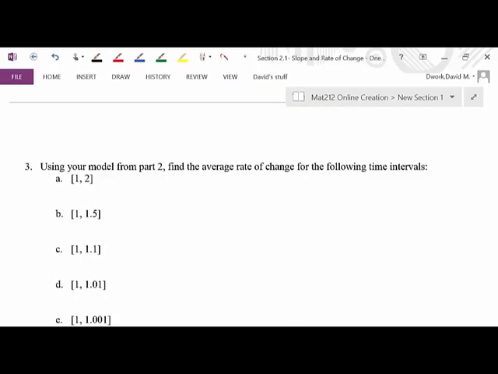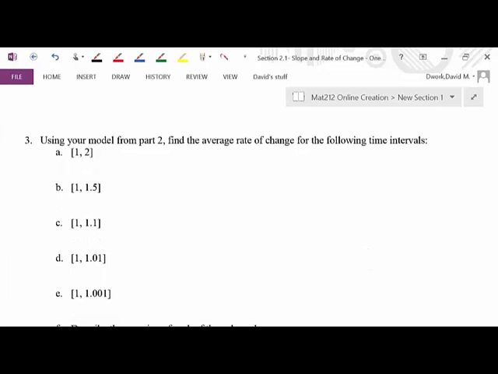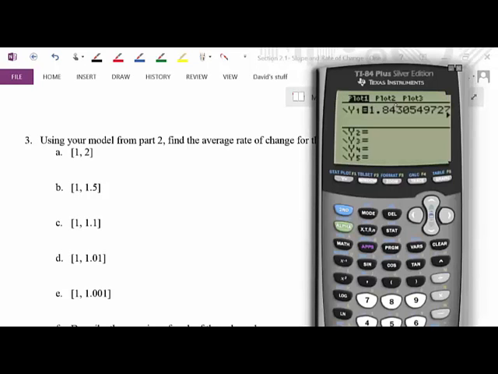Now, using your model from the previous part, find the average rate of change for the following time intervals. In the first part, we were able to do all this by hand. This time I told you we were going to come back and make sure we know how to do it in the calculator, so I'm going to show you how. The nice thing is we already have our equation typed into y1. So what I'm going to do is cheat a little bit.